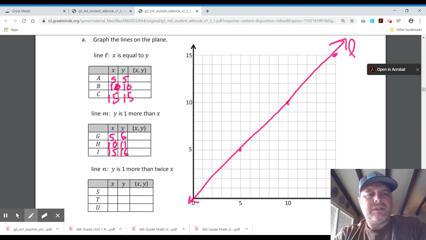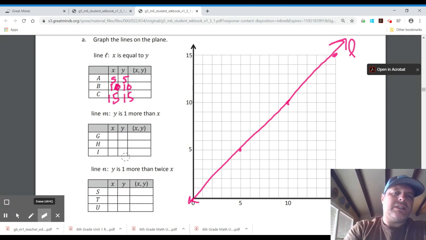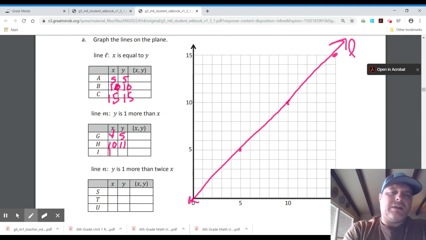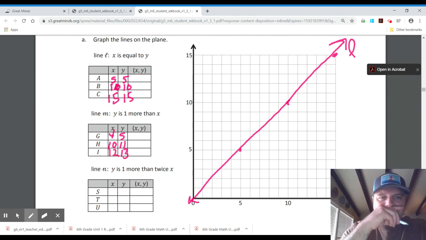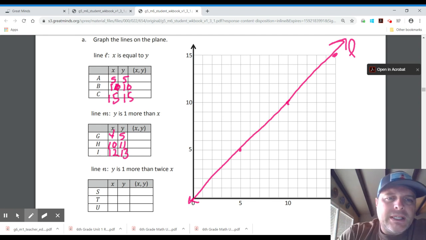So let's see. Let's just change these. I'm going to make it 4 and 5. And let's do 10 and 11. And let's do 12 and 13. How's that sound? So it's 1 more than the other. So let's see. Y is 1 more than x. So 4, we're going to do 4 at the bottom. That's right there. And go up to 5. Right there. See that? And then we're going to do 10, and it's going to be 11. And we're going to do 12 and up to 13.